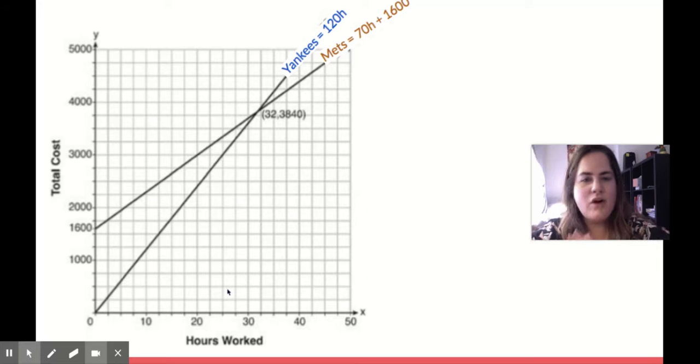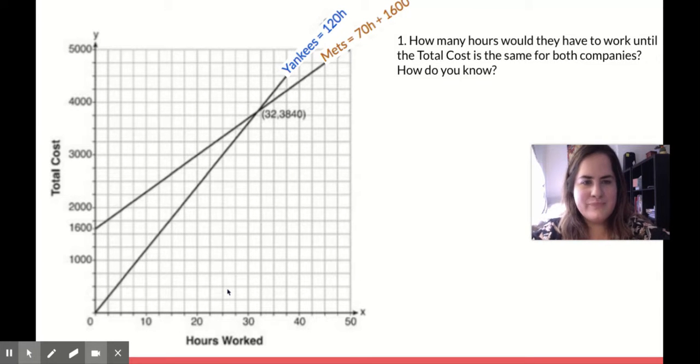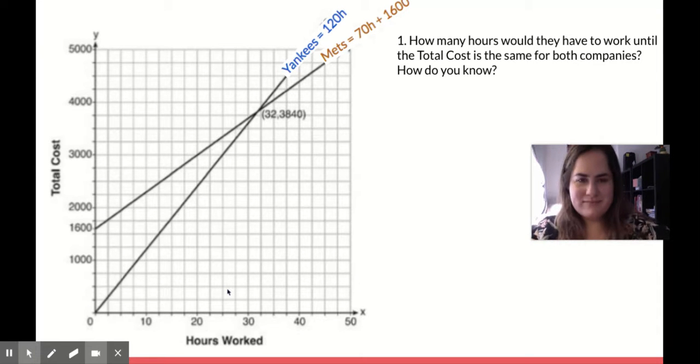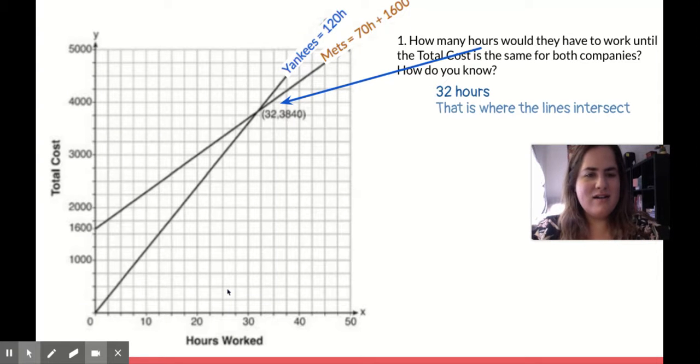Okay, so I have all the information you need right here on this graph. Let's answer some questions. How many hours would they have to work until the total cost is the same for both companies? I'll give you a hint. There's your hint. So if you said 32 hours, you're correct, because that's where the lines intersect.